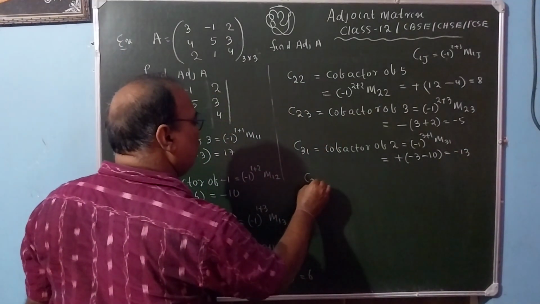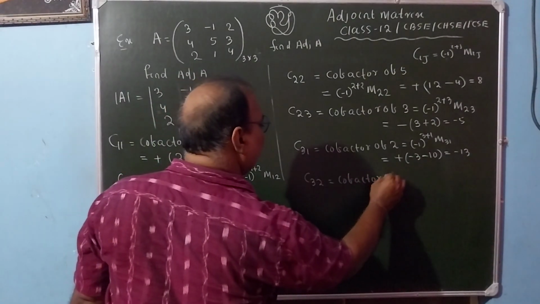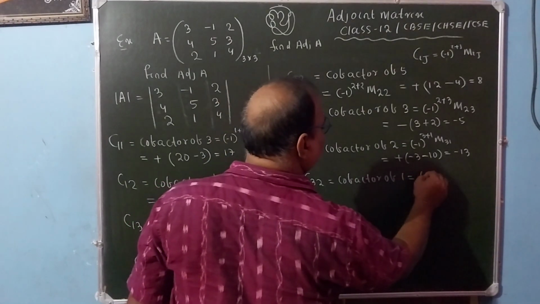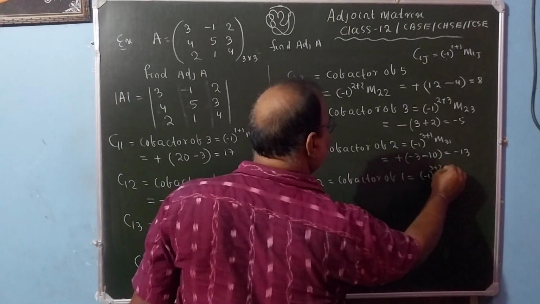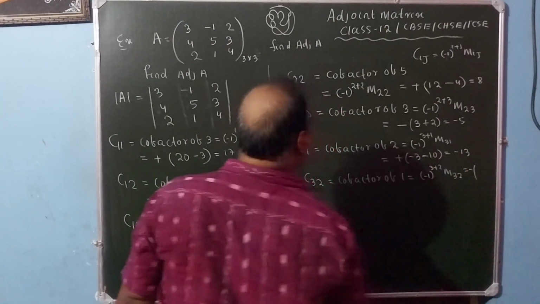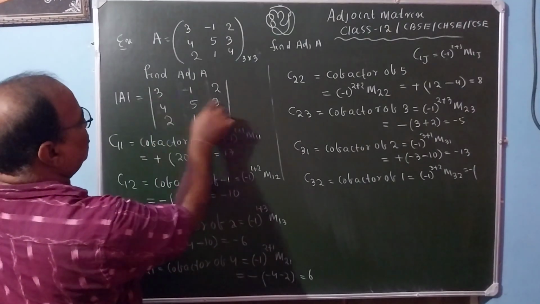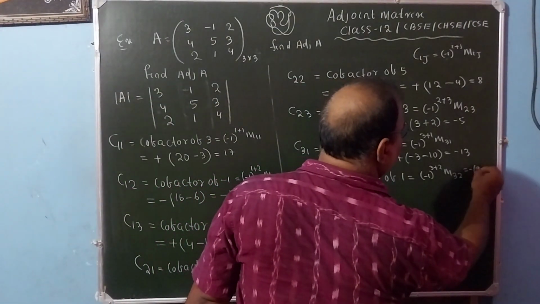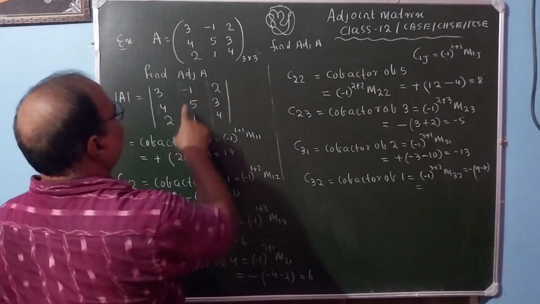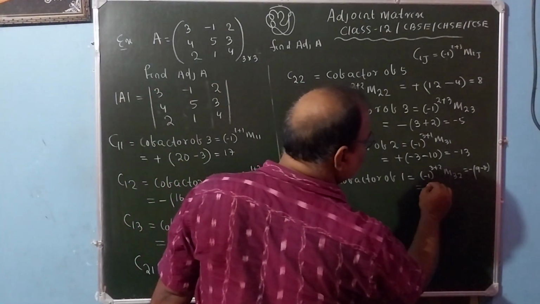Then C32 cofactor of this one is equal to minus 1 to the power 3 plus 2 minor of 3 2. Here it is negative. Minor of 3 2 means you have to delete this column, this row. 3 into 3, 9 minus 8. The result is, okay, you have to delete this 3 minus, it is minus 1.